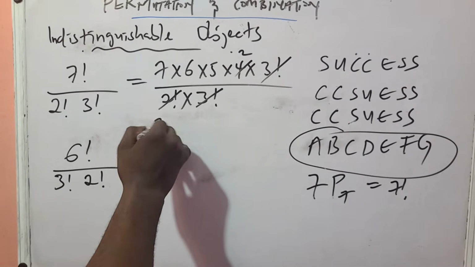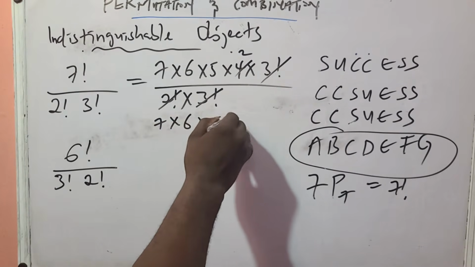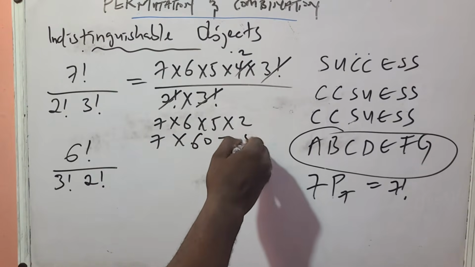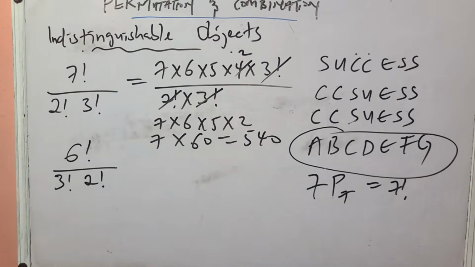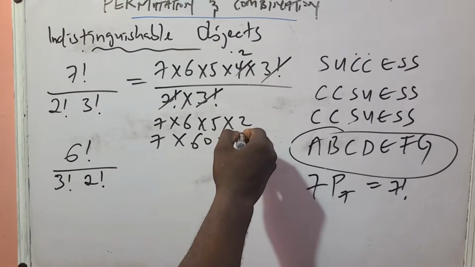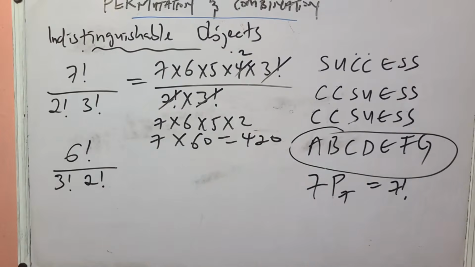That will obviously be 7 times 6 times 5 times 2. That will be 7 times 60. That will be what? I think 540. Am I correct? Or 420, sorry. Is it 420? Or is it something else again? All right. So now that's the answer.